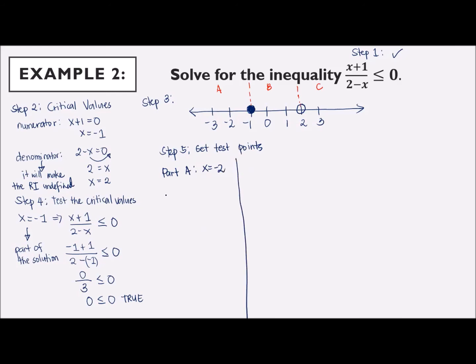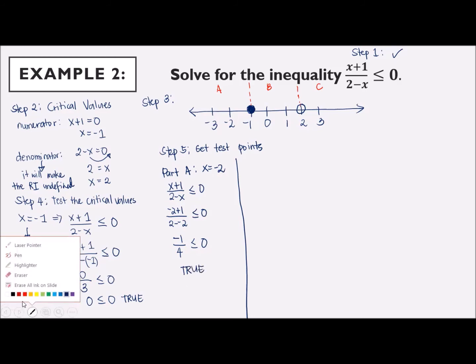Okay? So, substitute na. X plus 1 over 2 minus x is less than or equal to 0. Palit. Negative 2 plus 1 over 2 minus negative 2 is less than or equal to 0. So, negative 2 plus 1, that is negative 1, over 2 minus negative 2 is 4. Mas mababa ba si negative 1/4 kay 0? Of course, that is negative. So, that one is true. So, ibig sabihin, solution yung nasa A. O, shade na natin.